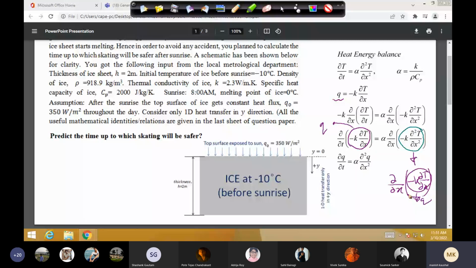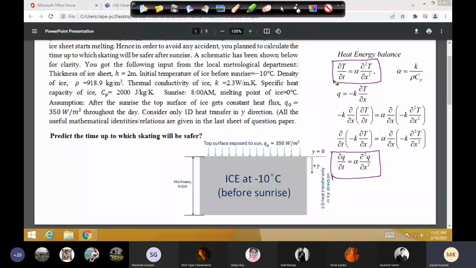So at the end, what we will get from here? Dou Q by dou T, because this term is Q. Heat flux at a given location is equal to alpha dou by dou X. And we have just seen this term came out to be dou Q by dou X. And then there is one more dou by dou X, so this will be a double derivative. And at the end, this is my governing equation. So you see what happened? The only thing is that T got replaced by Q, but the mathematical format is the same, right? Okay.